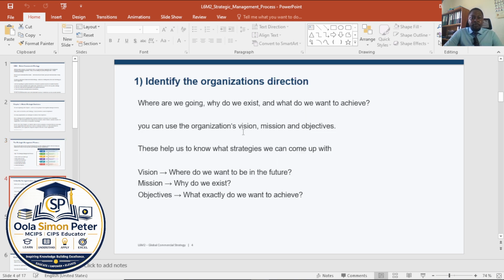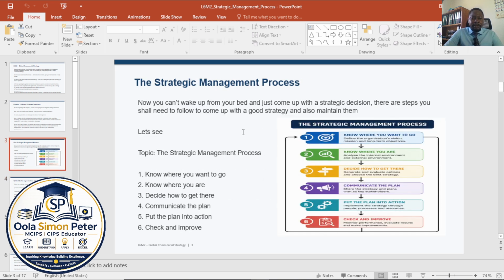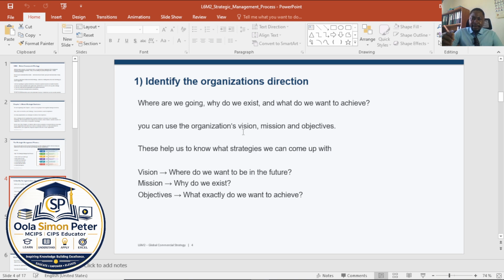Let's see number one. Number one, remember we had said know where you want to go. Now, first identify the organization's direction. Where does the organization want to go, and where does it want to be in the next maybe 10 years? Now, for you to answer this question properly, you will need to look into your organization's vision, mission, and objectives. This will help you to know what strategies we can come up with, and it will help you know where the organization is actually headed.